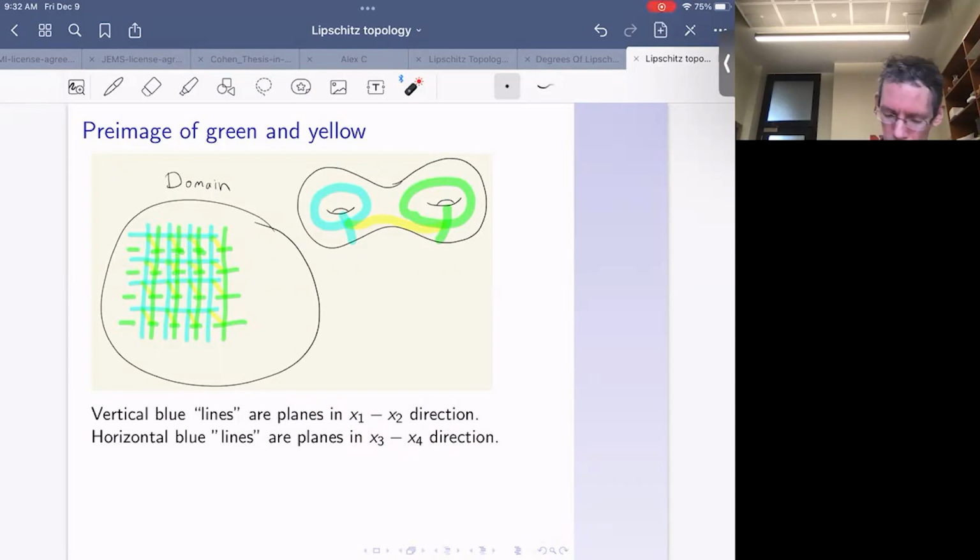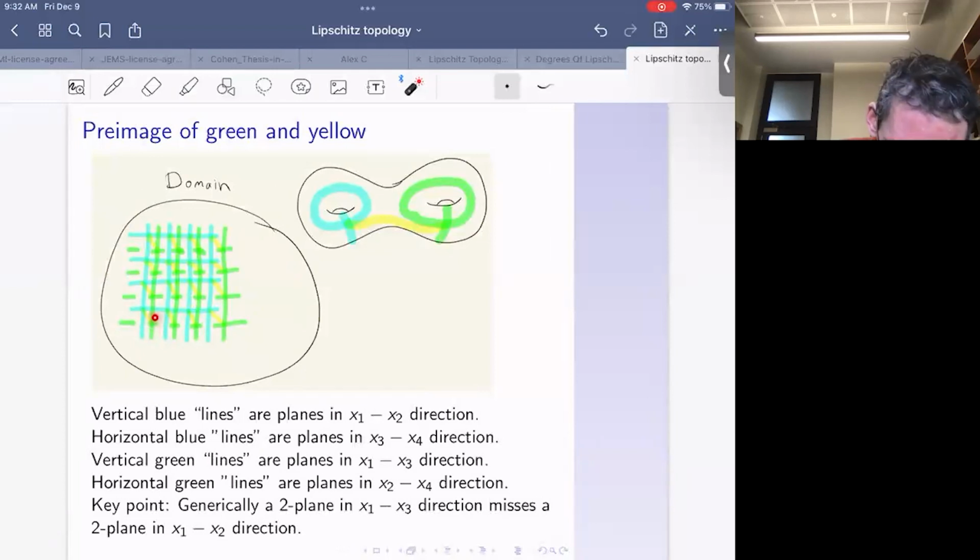Now, let's put the green 2-planes. So the vertical green 2-planes in coordinates are going to be in the x1, x3 direction. And the horizontal green 2-planes will be in the x2, x4 direction. Why does this help? So I need to know, for example, that these vertical blue 2-planes do not intersect these vertical green 2-planes. And if I have a 2-plane in the x1, x2 direction and a 2-plane in the x1, x3 direction, generically, they don't intersect. If they did intersect, they would intersect in a whole line in the x1 direction. But if you translate them each generically, they won't intersect at all.